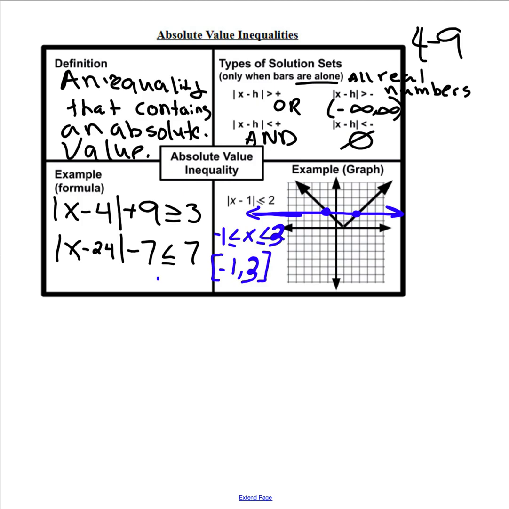2020-2021 should be completed. Okay, so to jump into it, an absolute value inequality, let's recall, is an inequality that contains an absolute value. I know, not the most creative definition. Types of solution sets you can see on the right. So more or less, it's going to break down into 4 different solution types.